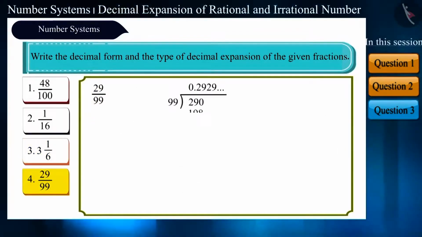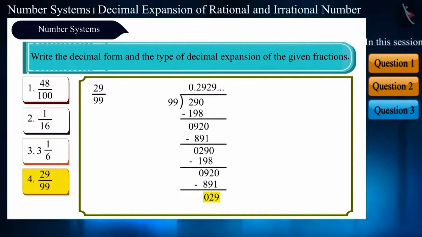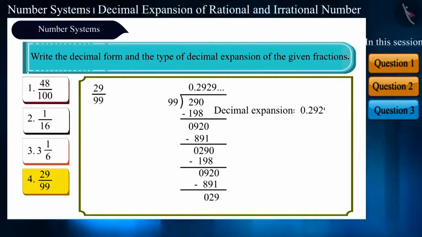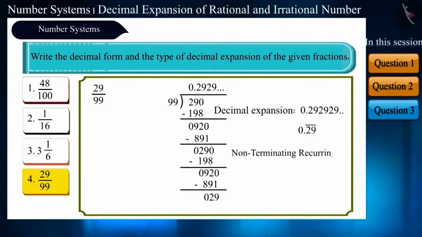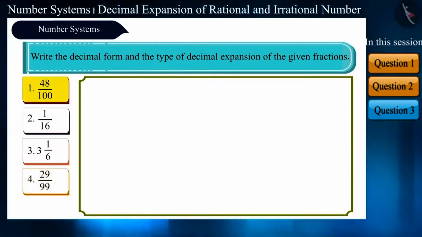Friends, let's look at the next fraction, 29 by 99. If we solve this, we realize that the remainder is not 0. In the quotient, 2 and 9 keep repeating themselves, and the decimal expansion is 0.292929. We can also write this as 0.29 bar. Friends, upon looking at it, you can easily say that this expansion is also non-terminating, recurring.